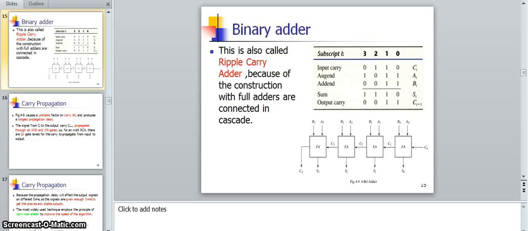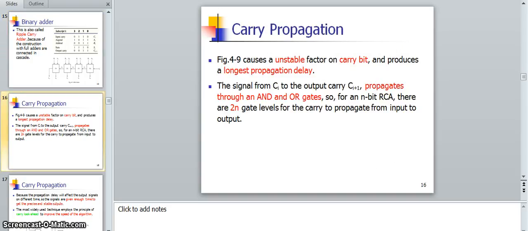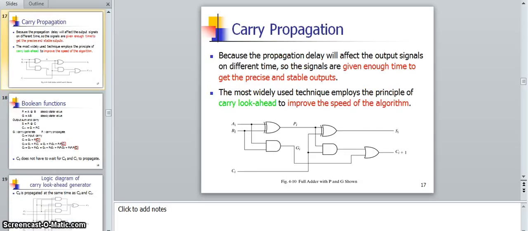For a binary adder, we are using full adders. For a 4-bit adder, we are using 4 full adders. That is for carry propagation. Carry propagation delay is produced in the adder circuits. Here, in this full adder chain, propagation delays are produced.